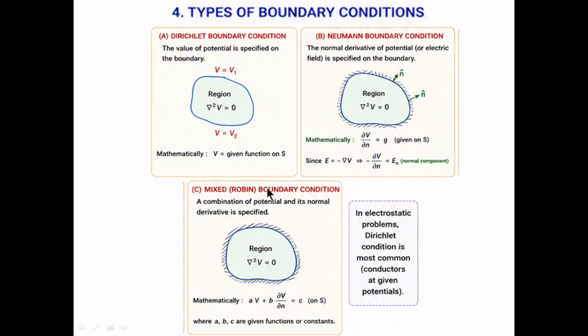Now the mixed boundary condition, also called the Robin boundary condition. The combination of the potential and its derivative is specified, which means it is the combination of the Dirichlet boundary condition as well as the Neumann boundary condition, and mathematically it is represented as AV plus B dV upon dn is equal to C, where A, B, C are given functions or constants. In electrostatic problems, the Dirichlet boundary condition is most common, and we can solve a number of questions in our next lecture with the help of this Dirichlet boundary condition and also with the Neumann boundary condition.